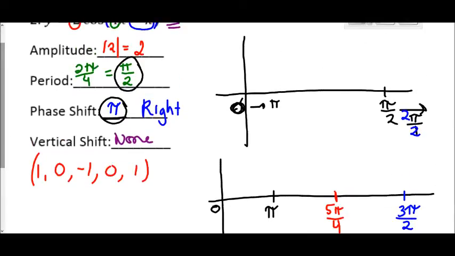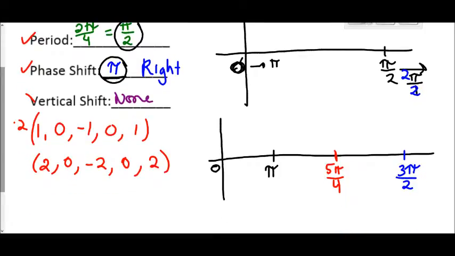We don't have a vertical shift. We've accommodated for phase shift, and we've accommodated for the period. And finally, amplitude. So we're going to multiply this pattern by 2. So we're going to use 2, 0, -2, 0, 2.